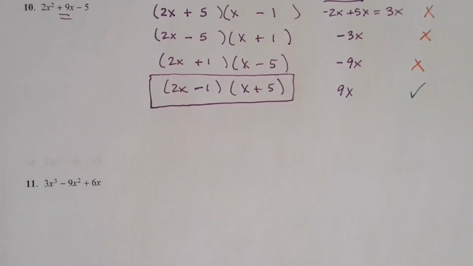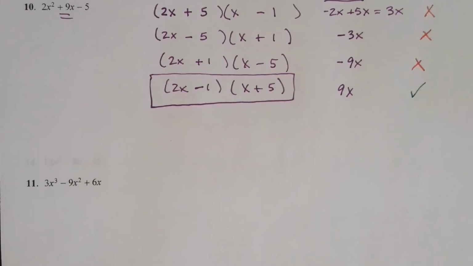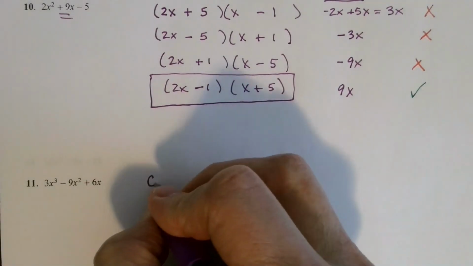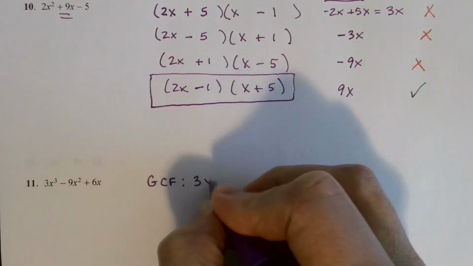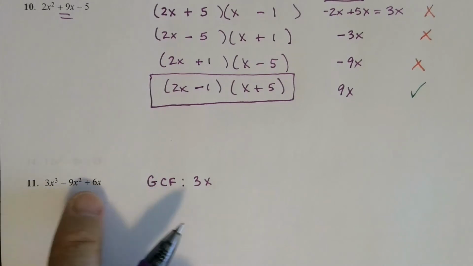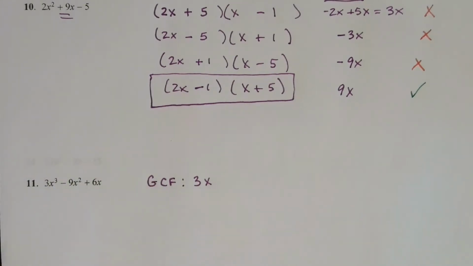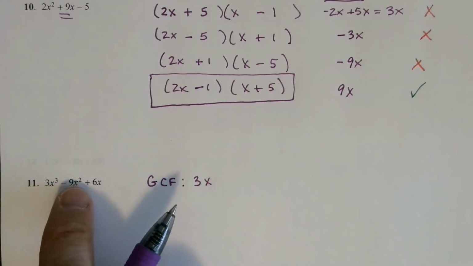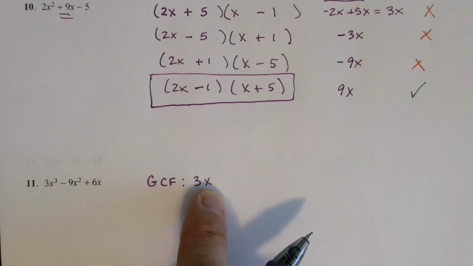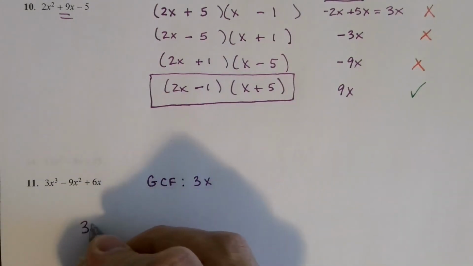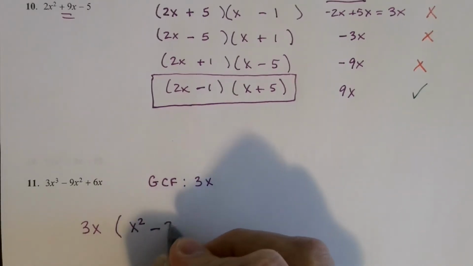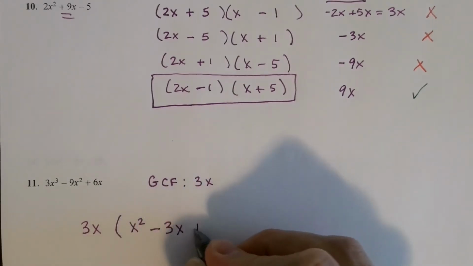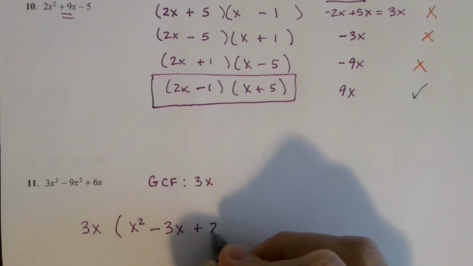Let's look at this one. Here's a trinomial. Before I get going, though, what jumps out at me right away is, is there a greatest common factor? Don't forget that from the last video. Yes, the greatest common factor here is 3x. So 3 is the greatest common factor of 3, 9, and 6. And remember, x cubed, x squared, x, I pull out x to the smallest power. So if I pull out a 3x from this, what's that going to leave me? x squared minus 3x plus 2.